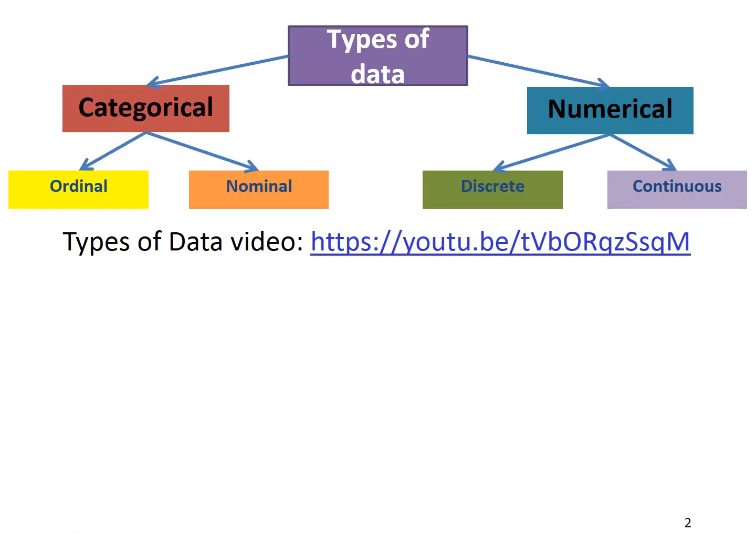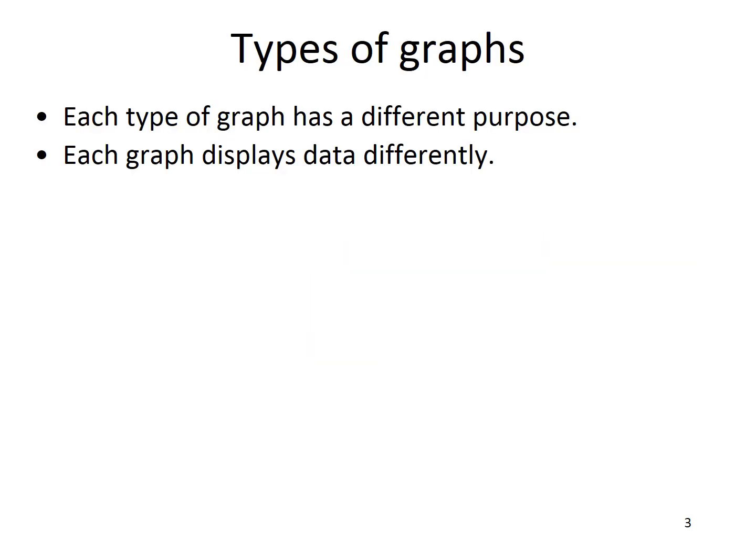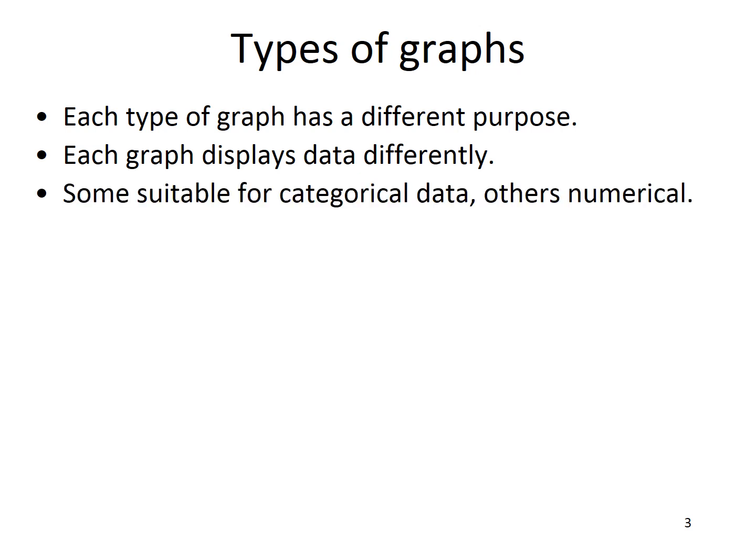In the types of data video, categorical data, ordinal and nominal, as well as numerical data, discrete and continuous, were explained with examples. The type of data will also determine what type of graph is best to visualize the data. Each type of graph has a different purpose and displays data differently. Some are suitable for categorical data and others are suitable for numerical data.